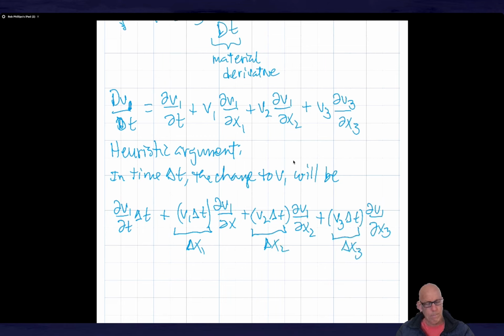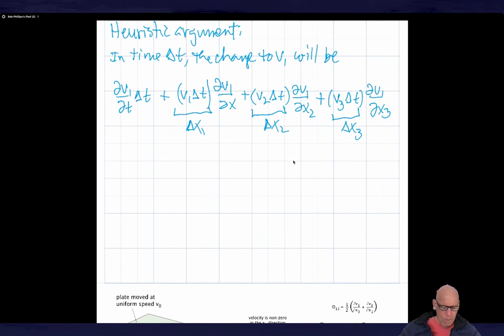What do I mean by that? What I mean is that's how far the fluid got transported in the time delta t, in those three directions. So basically this is what you would think. In other words, if I want to find out how much a function changed when I move a distance delta x, the answer is df by dx times delta x. That's how I find out what the change is. So that's what I'm doing here.